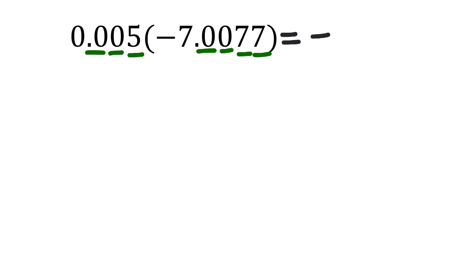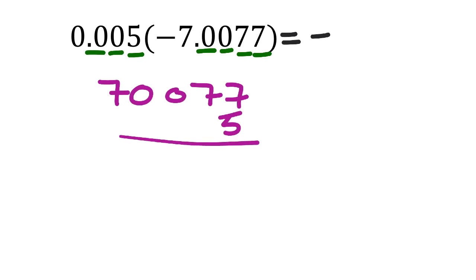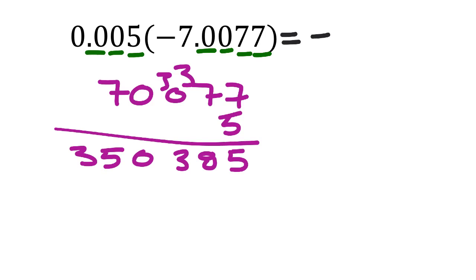And then I treat these as though there were no decimals. So I would actually multiply this as 70,077 multiplied by just 5. And then whatever I get, I need 7 decimal place values in the end. So 7 times 5, that's 35. That's going to be 38 right there. 5 times 0, 0. 5 times 7 is 35. So I end up with 350,385. But I need 7 decimal place values, right?